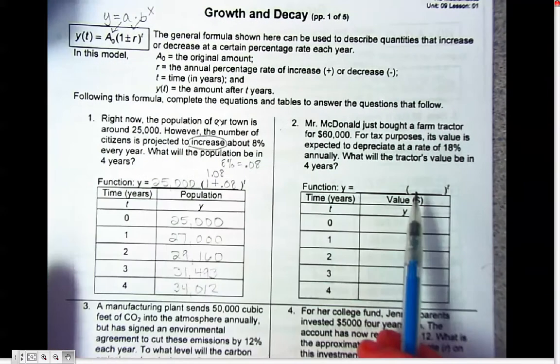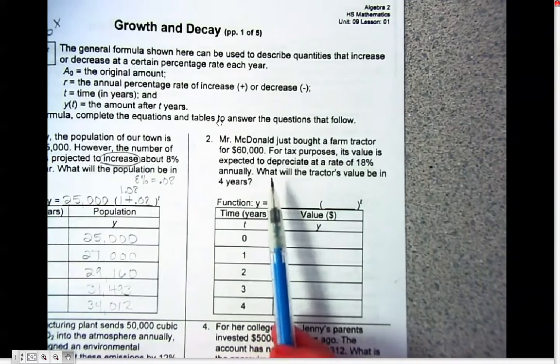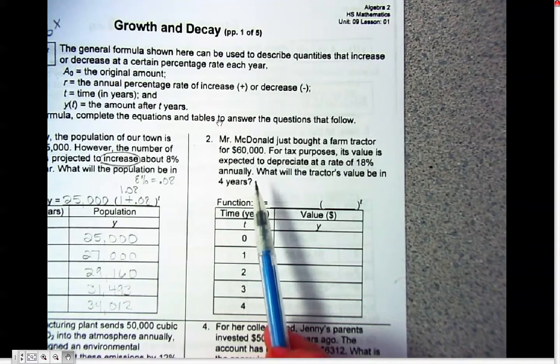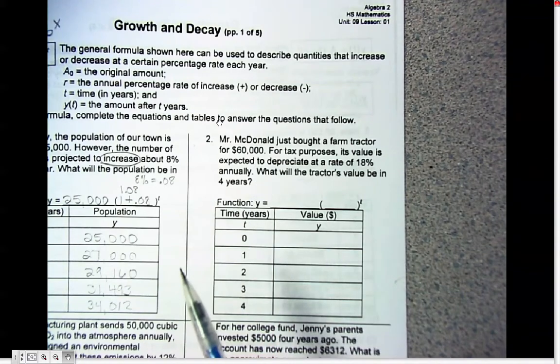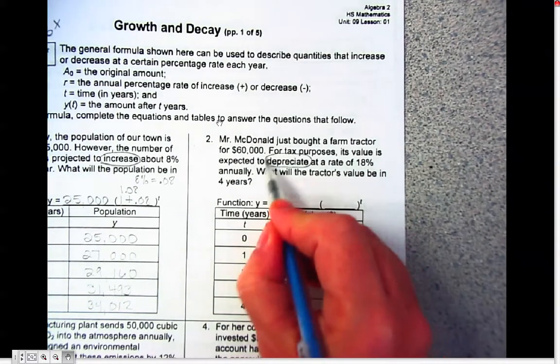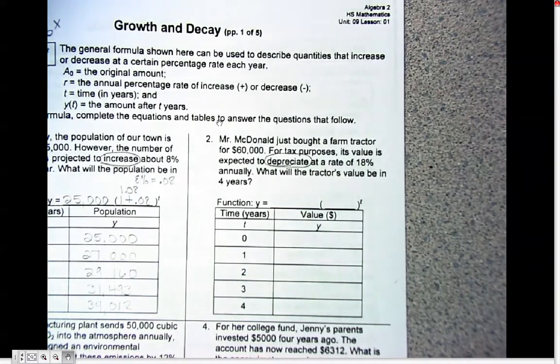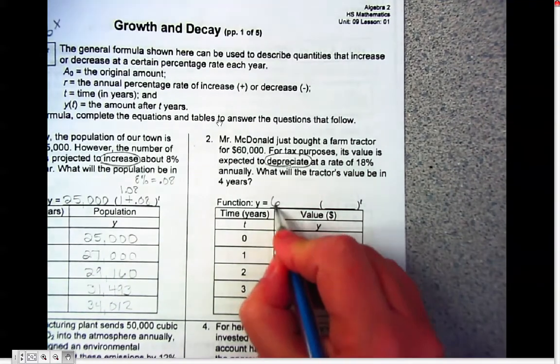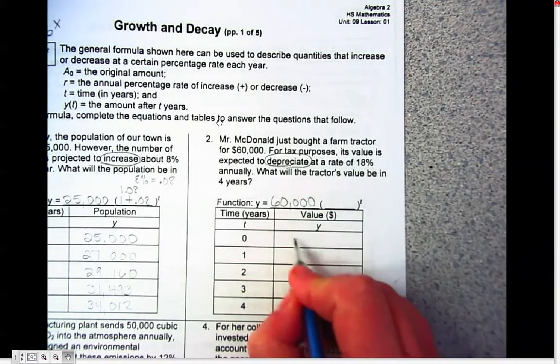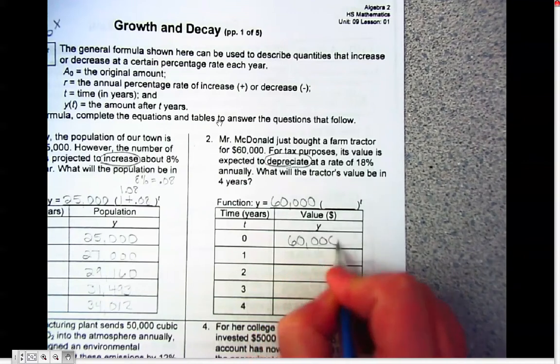Now we're going to do an example of decay. Mr. McDonald bought a farm tractor for $60,000. For tax purposes, its value is expected to depreciate. That means it's decreasing at a rate of 18% annually. What will the tractor's value be in 4 years? So the starting amount is $60,000. We're going to put that where 0 is.